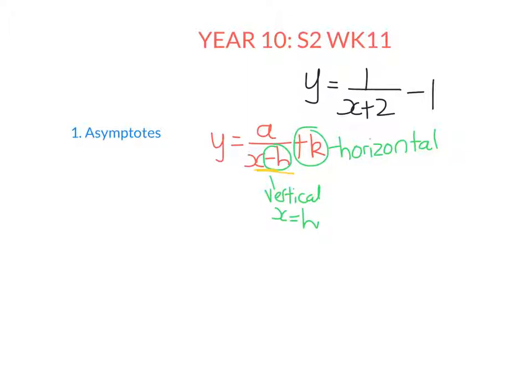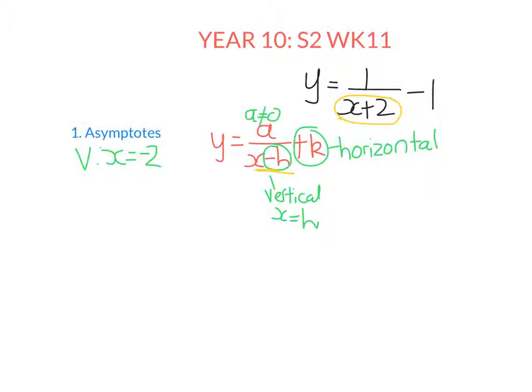So in the original equation, y equals 1 over x plus 2, minus 1, the vertical asymptote would be x equals minus 2. And again, that's because if x was minus 2, this would equal 0. You'd have 1 divided by 0, which you can't do. Now, when we have equations like this, we're really assuming a doesn't equal 0. And you can see up here, of course, a doesn't equal 0, otherwise it wouldn't be a hyperbola.